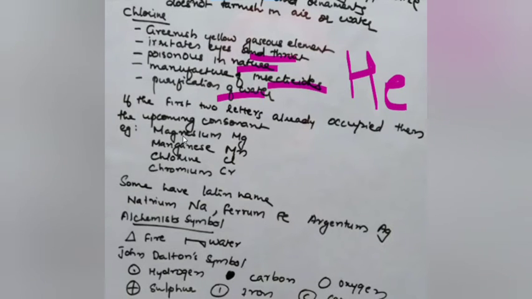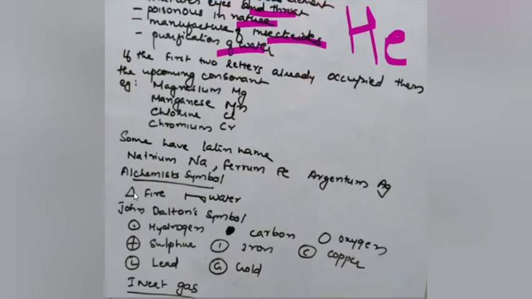Then next, talking about magnesium. Ma is already occupied. So the next upcoming letter, Mg, is used. In the same case, manganese, Mn, chlorine, Cl, chromium, Cr. Some elements have Latin names, including natrium, ferrum, argentum. Then alchemist symbols.